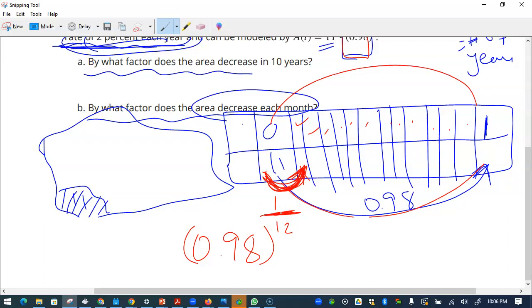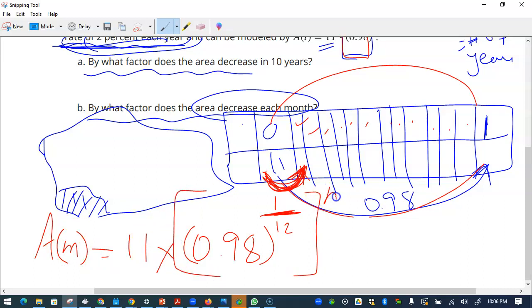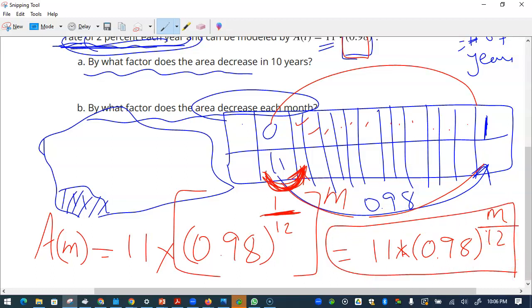That means if you want to know the monthly area, I can write another model, another equation, and say A of m. In the beginning, it was like this, raised to the power m. So we can change the whole thing and write it like this: 0.98 raised to m divided by 12. So this is the new equation that gets formed. And you can also use a calculator and figure out how much the percentage is.